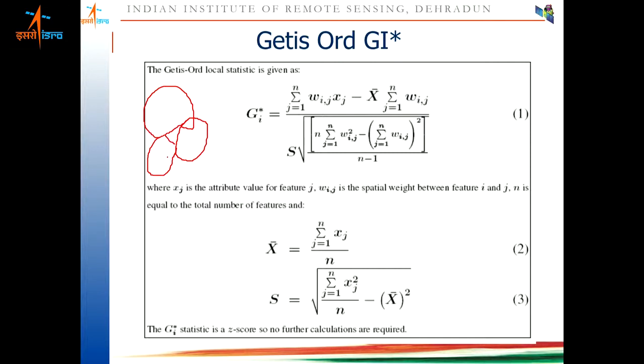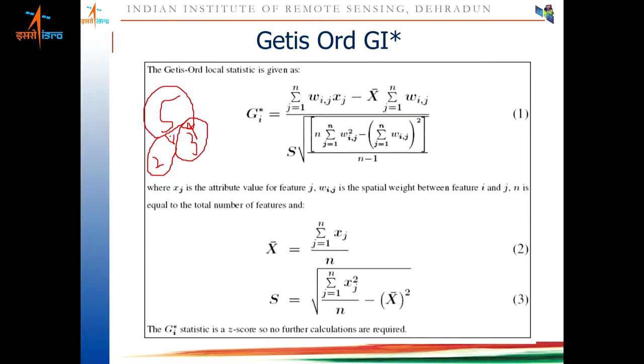Suppose this is the case where a few polygons are present. So I will say this is polygon 1, 2, 3, 4, 5. So suppose there are 5 polygons present. So Gi star, let's say i equal to 1 for this polygon 1. So Gi star score will be calculated for polygon 1.